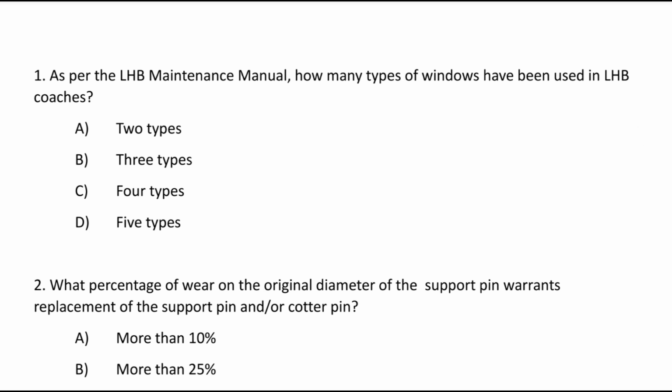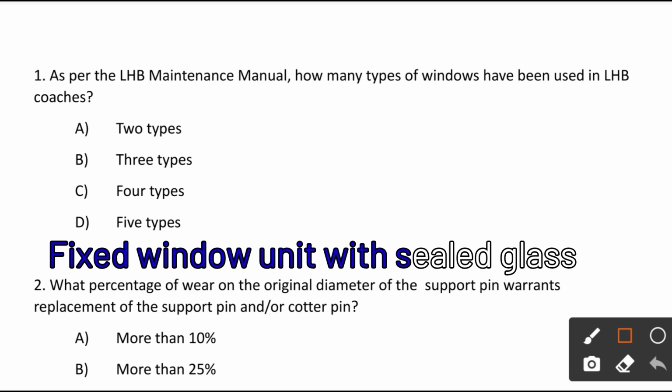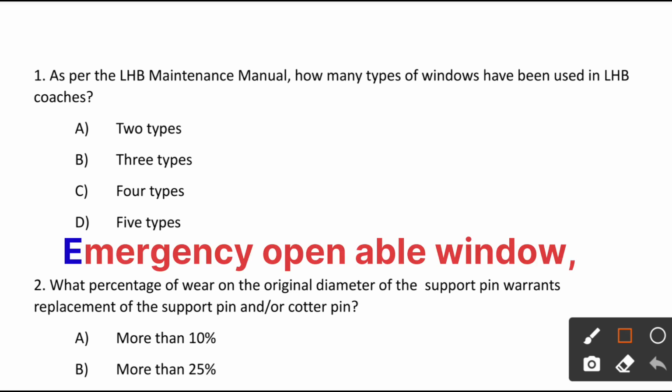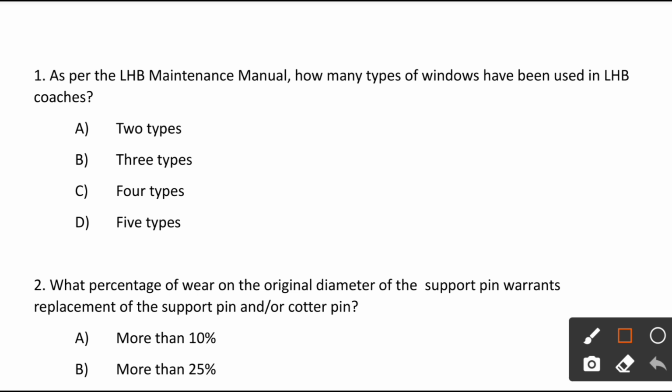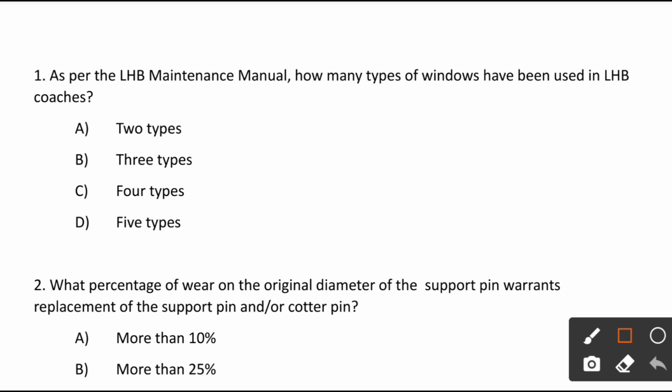1. As per the LHB maintenance manual, how many types of windows have been used in LHB coaches? A. 2 types. B. 3 types. C. 4 types. D. 5 types. 3 types of windows have been used in LHB coaches. 1. Fixed window unit with sealed glass, 12 per coach. 2. Emergency openable window, 4 per coach. 3. Hopper type windows for lavatory. In this question the correct answer is B.